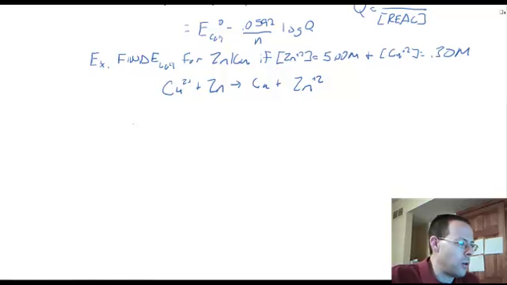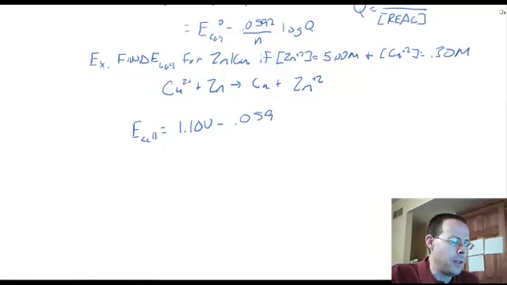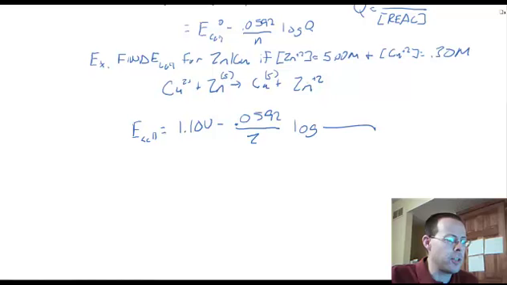Okay? So, real quick, if we just solve for E cell, we're going to have 1.1 volts minus 0.0592 all over 2, since 2 electrons were transferred, so that is our N, and then we're going to have a log of products over reactants. Alright, and a couple things. Zinc is a solid, so it's not going to be in our Q relationship, and copper is a solid, so it's really just going to be zinc concentration divided by copper concentration.